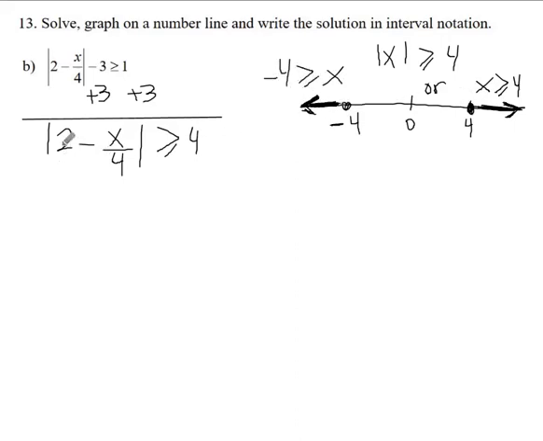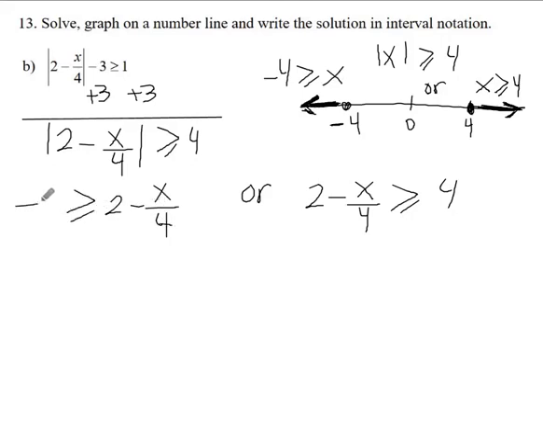So similarly, absolute value of (2 minus x) over 4 greater than or equal to 4 means all the numbers (2 minus x) over 4, instead of x, I'm going to put (2 minus x) over 4 greater than or equal to 4, or I'm going to do the same thing here, (2 minus x) over 4, instead of x, and put less than or equal to minus 4. So we need to isolate x here. Now we don't have absolute value in our inequality anymore, we have just the inequality.